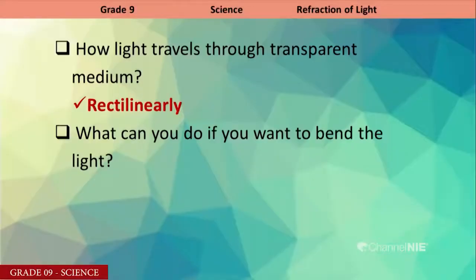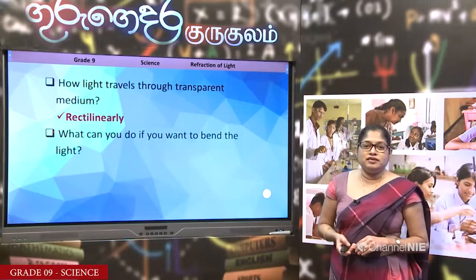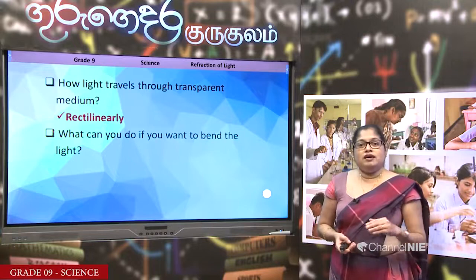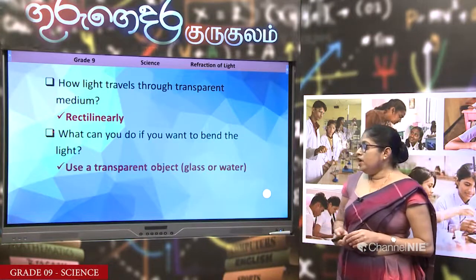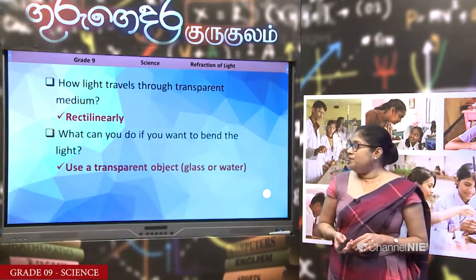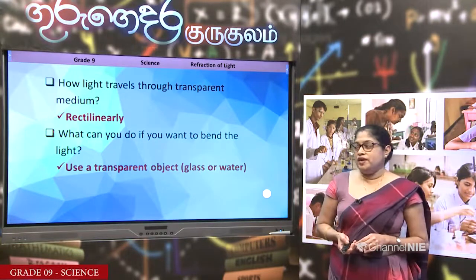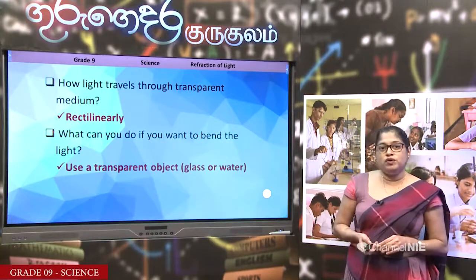If you want to bend the light, what can you do? Can you bend the light using a plane mirror? No, plane mirror reflects light back to the same medium. So, how can you bend the light that is travelling in a straight line? You can use a transparent object for that, for instance, glass or water.